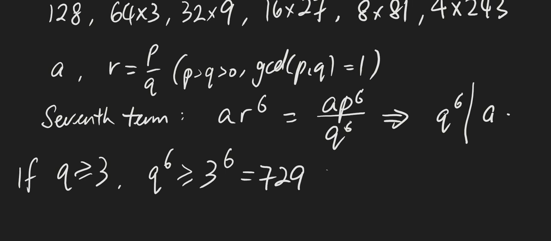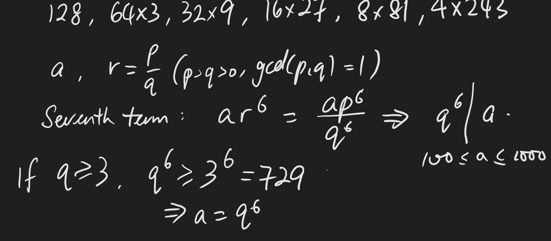If q to the power of 6 is greater than or equal to 729, and a must lie between 100 and 1,000, that means a must be equal to q to the 6. Otherwise, it's at least twice of q to the 6, which is greater than 1,000 already.